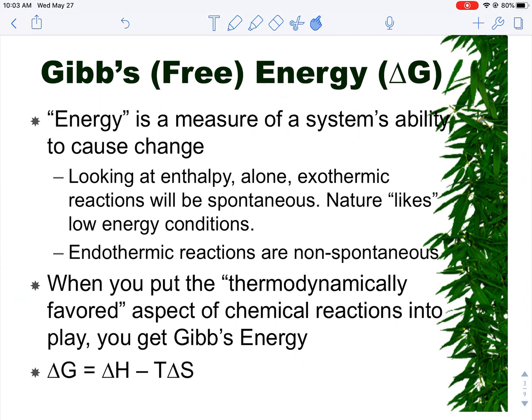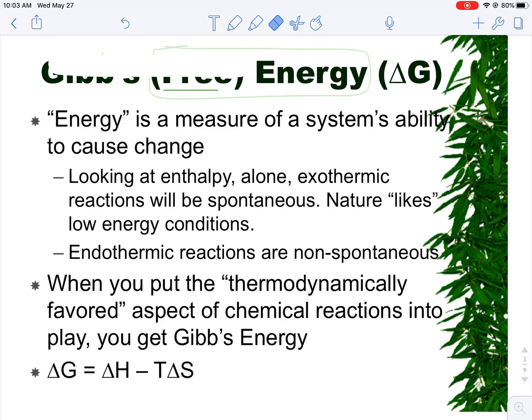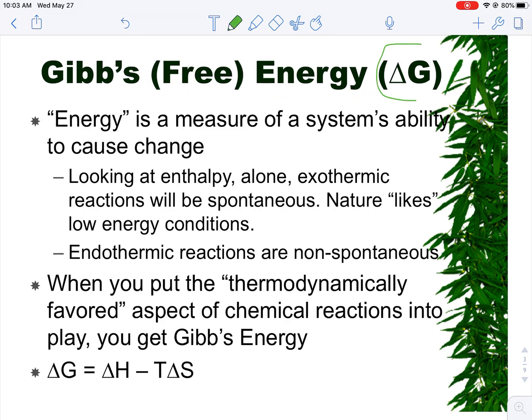It comes into play with this thing called Gibbs free energy. Now, free is in parentheses because sometimes you'll see it referred to as just Gibbs energy, or sometimes the Gibbs will come off and you'll see it referred to as free energy. It's up to you to know that all of these mean the same thing. All of them, no matter how you say it, will be symbolized delta G.